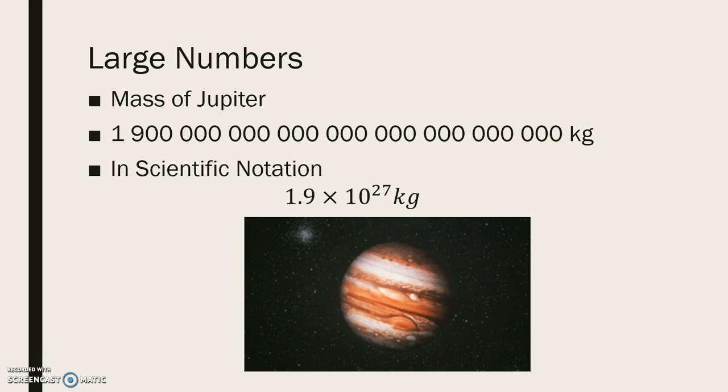So this is scientific notation. It contains a lot less digits, so 1.9 by 10 to the 27. And that talks about how many places the decimal place has been shifted.